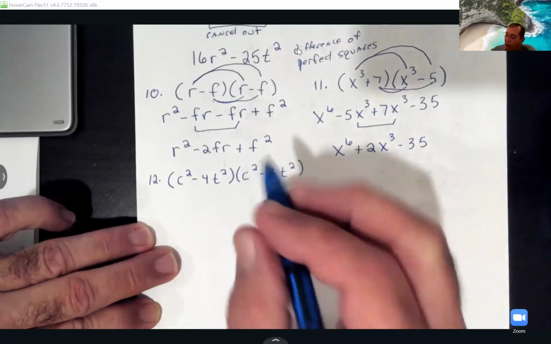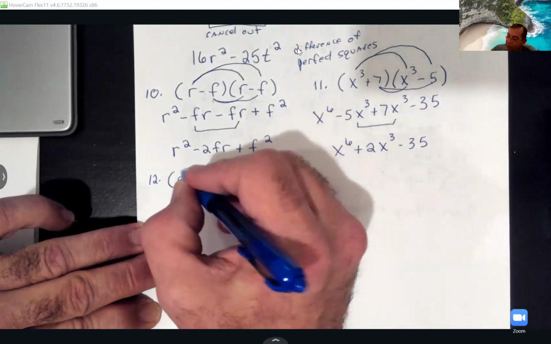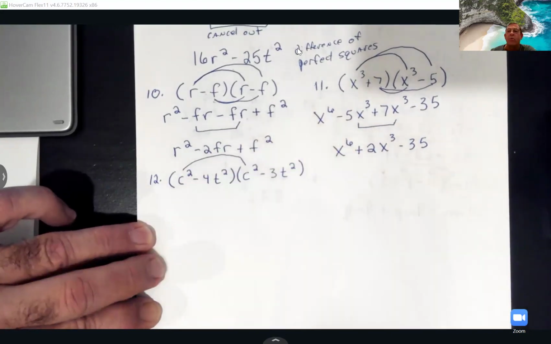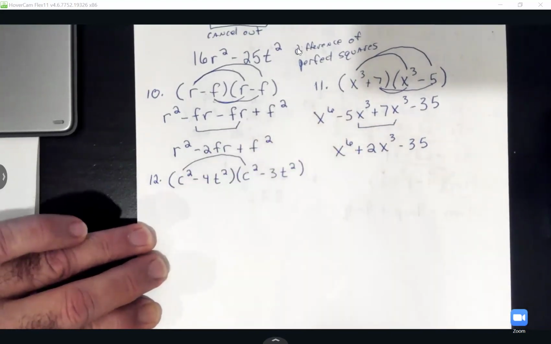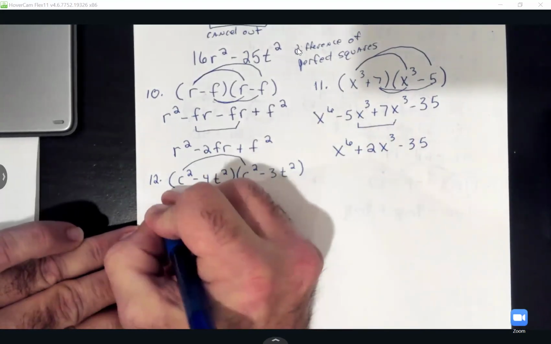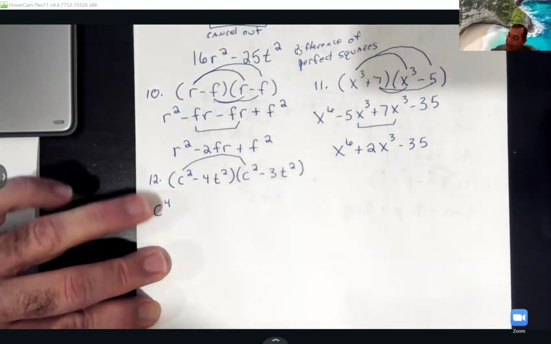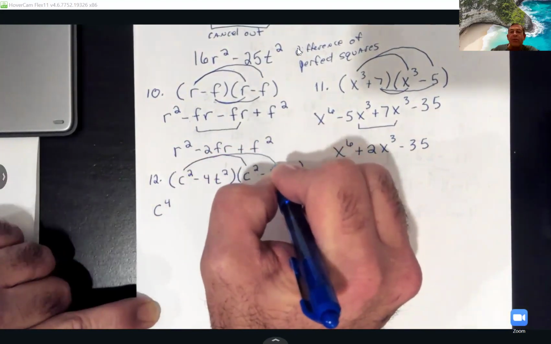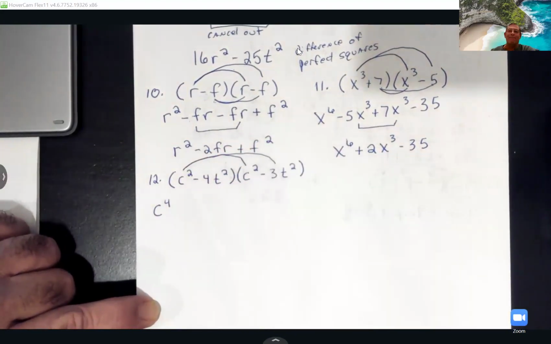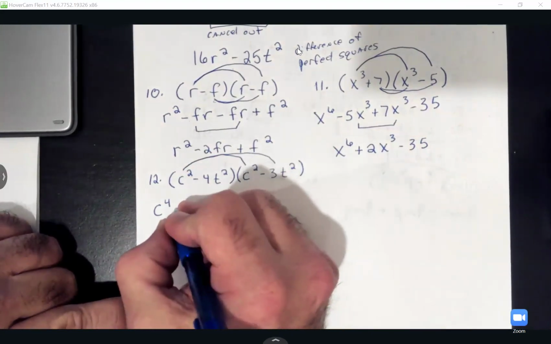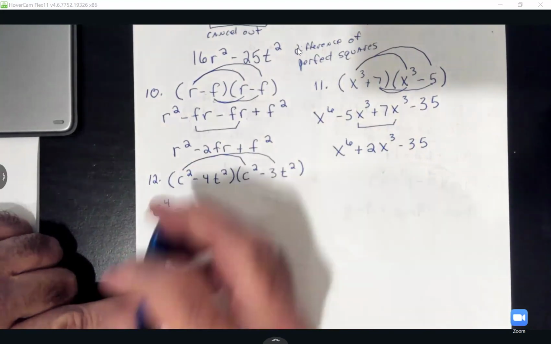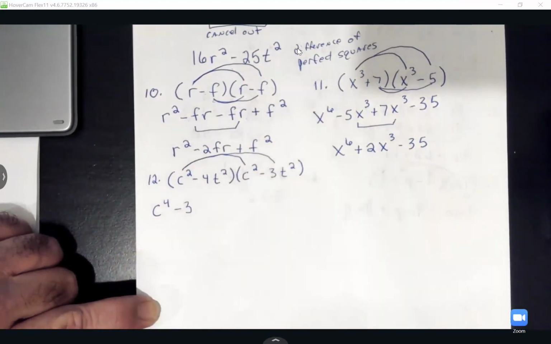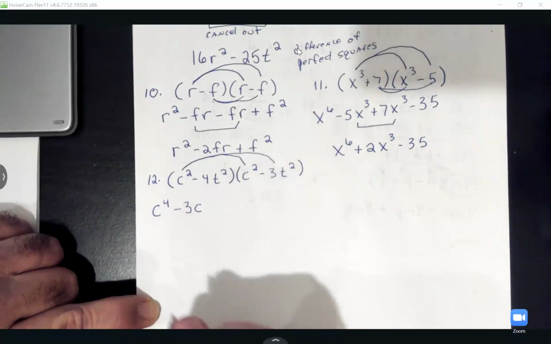All right, so what is this going to give me? C squared times c squared is c to the 4th power. Now you've got c squared times negative 3t squared. That gives negative 3c squared t squared.